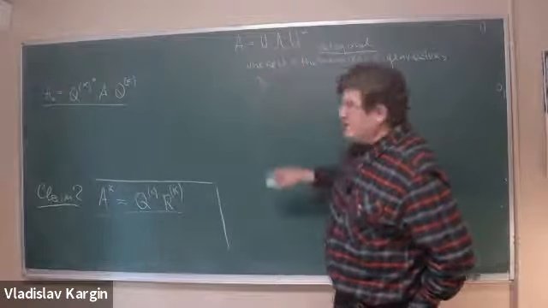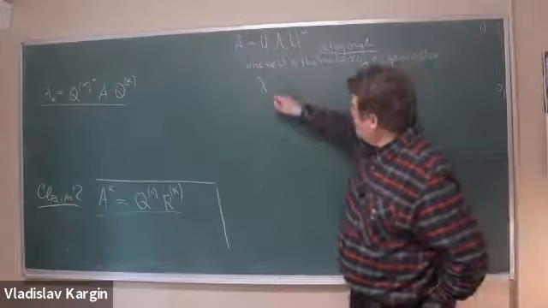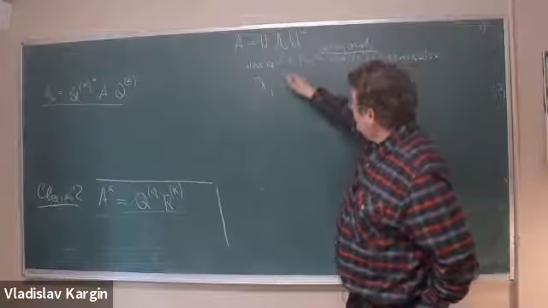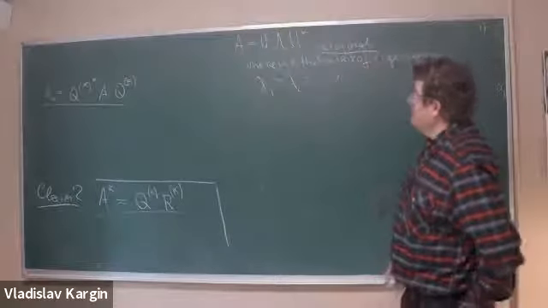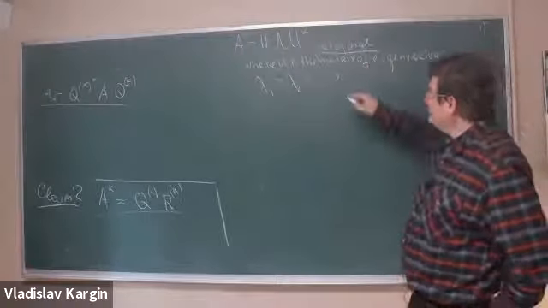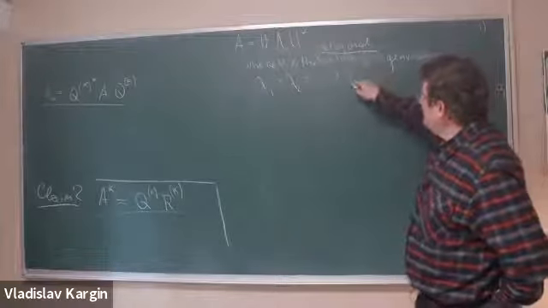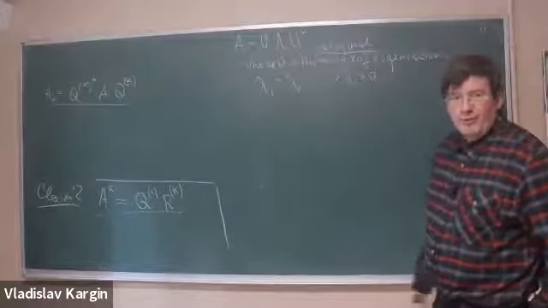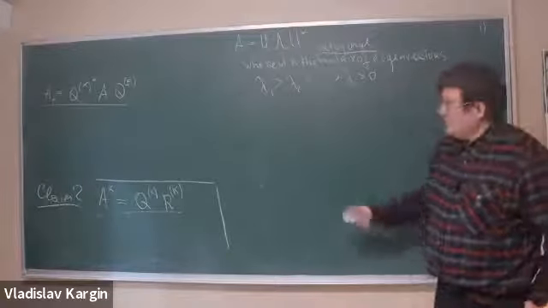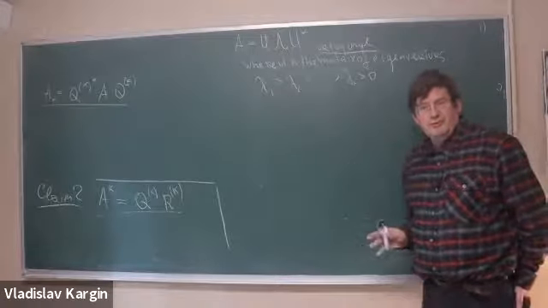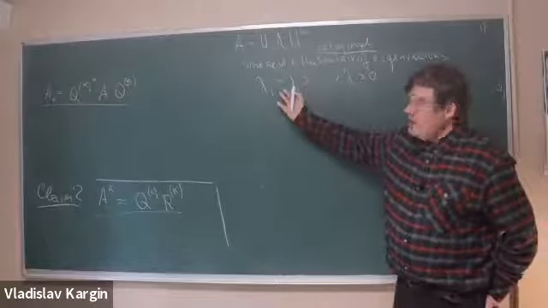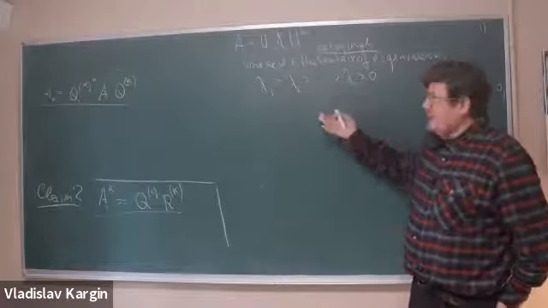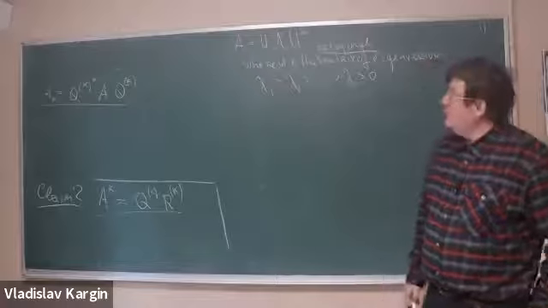For simplicity, let us look at the situation when lambda 1 is greater than lambda 2, is greater than so on, greater than lambda n, and assume that they're even positive, just to make it a little bit simple. So they're distinct, positive, and there is one largest of them.